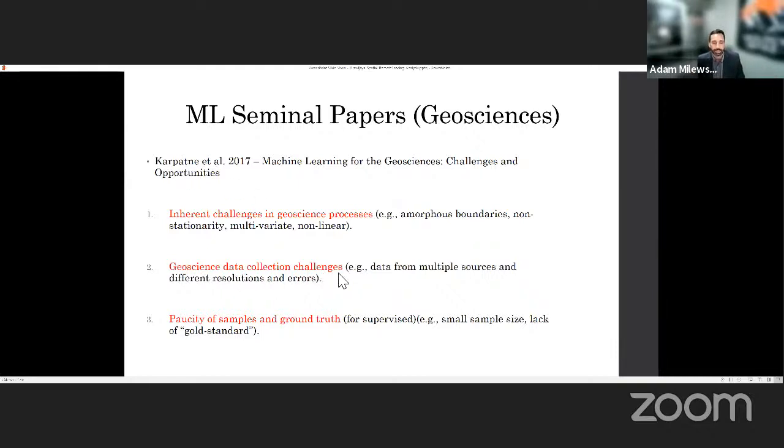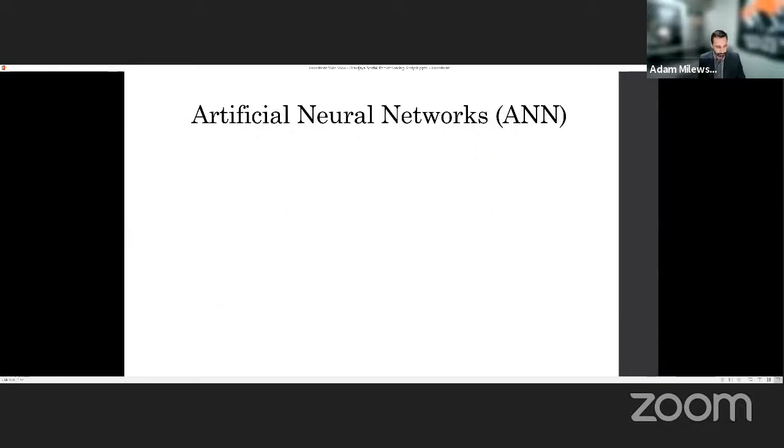The geoscience data collection challenges: data from multiple sources, different resolutions, different errors. I'm looking at 20 different data sets from remote sensing now. Each one has problems. Each one is coming from a different source, has a different spatial resolution, a different temporal resolution, has inherent errors. How do I grapple with that? And then lastly, the one I've been harping on, we have a paucity of samples and ground truth data. We basically lack what I would call the gold standard. Okay, so we're lacking that data. And so what I'd like to do is give you an example of one.